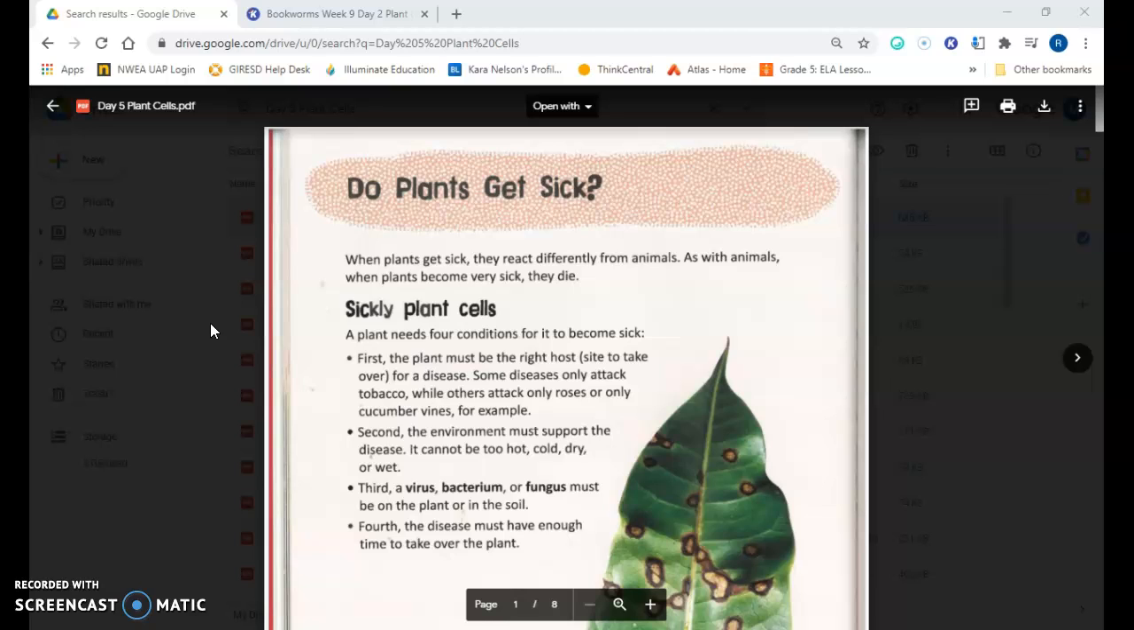Hello class, today we are working on day 5 of our plant cells book. That's going to be found in your Google Classroom. Look under our classroom, open that up, and you're going to find it on that bottom shelf. It's the cover that says plant cells on it. Today we are going to be reading through pages 30 to 37.